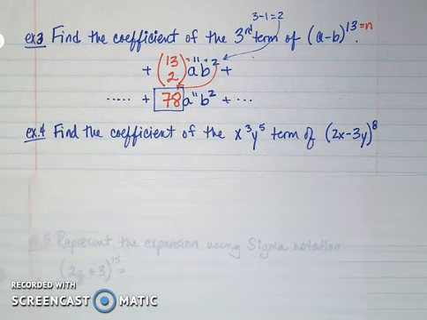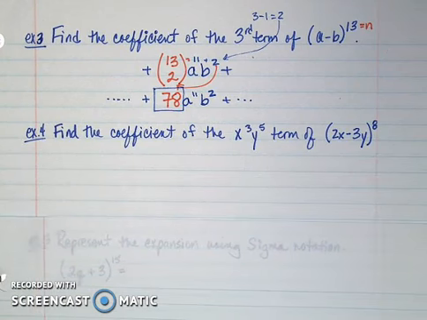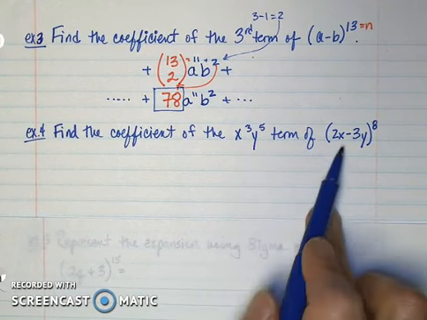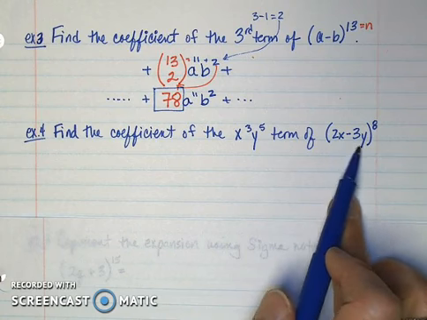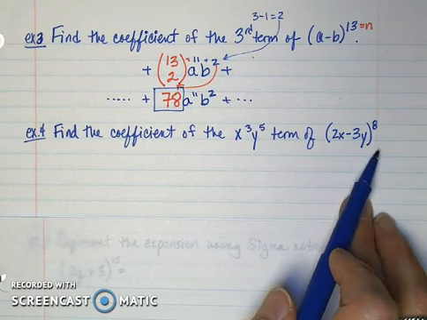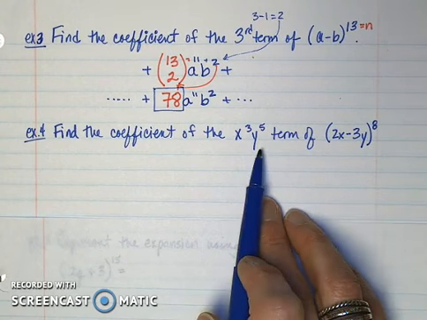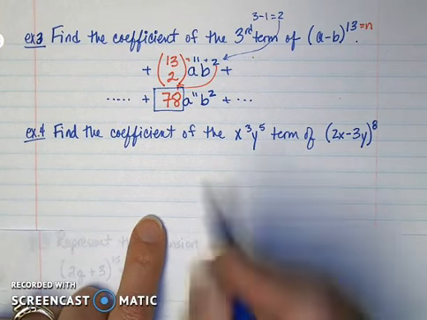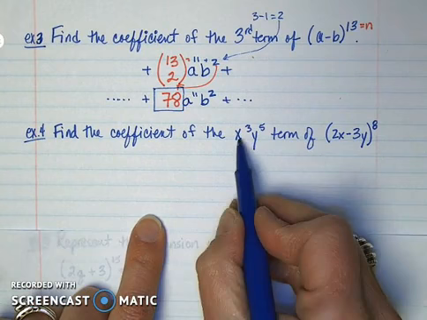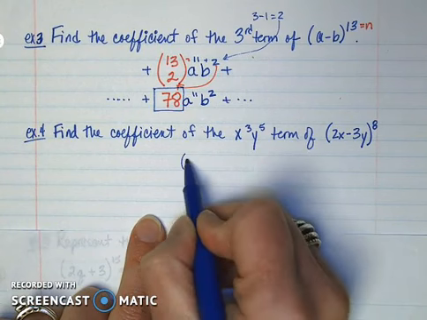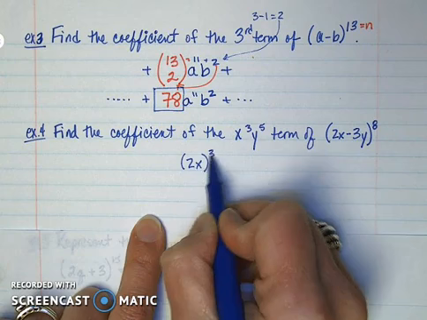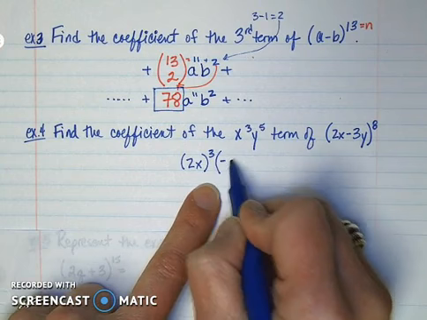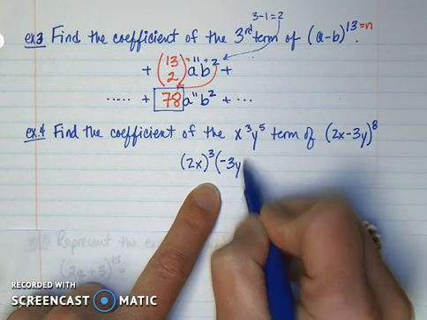Let's try another example. Find the coefficient of the x to the third, y to the fifth term of this expansion, 2x minus 3y to the 8th power. Well, let's look at some things we know here. I already know these exponents, which is really nice. So I'm going to write that out. I have the x term, which is 2x, and I have 3 of them. The y term, I have 5 of them. Now pay attention, you've got to keep that negative with it. So negative 3y to the 5th.